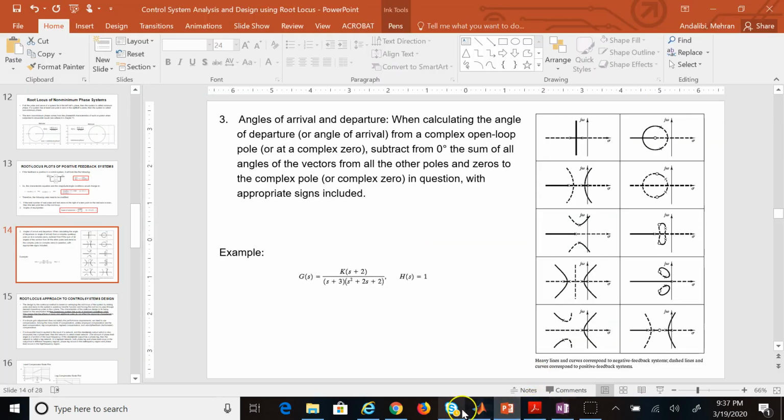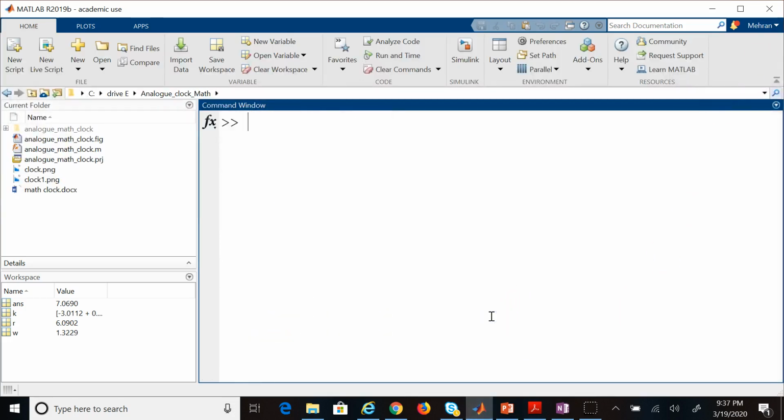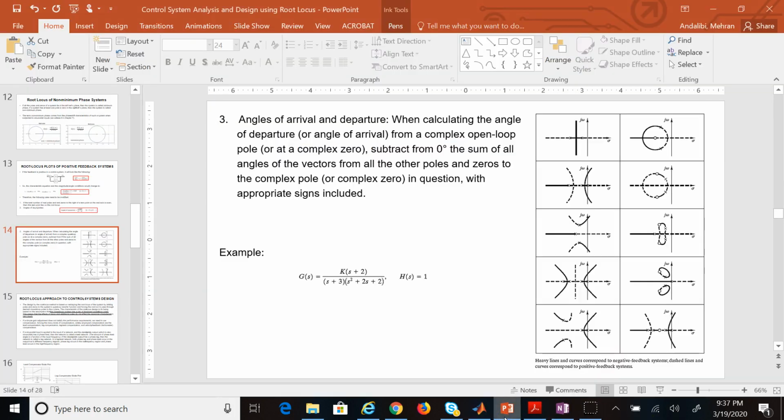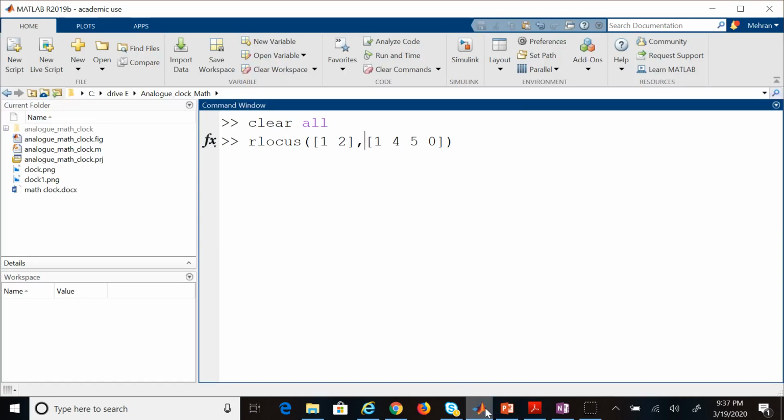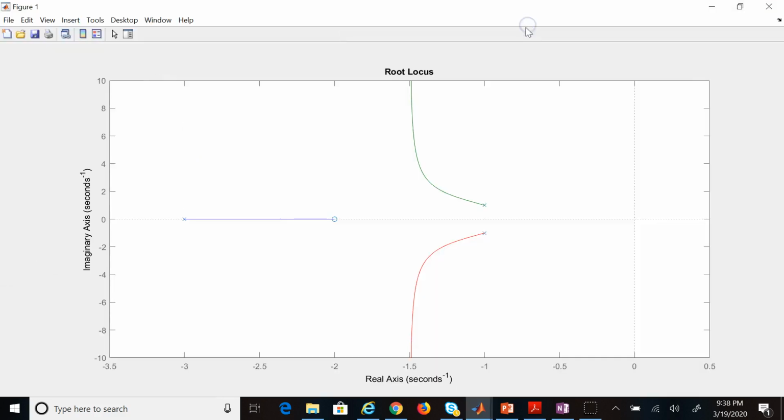So let's close this and CLC, clear all. So we say, give me the root locus of the numerator 1 and 2, denominator 1, 3, 1, 2, 2. So I use the convolution command: 1, 3, and 1, 2, 2. So I first multiply them together, get the resulting polynomial, and then pass that as the denominator, right? So if I do that, that is the root locus of the system.